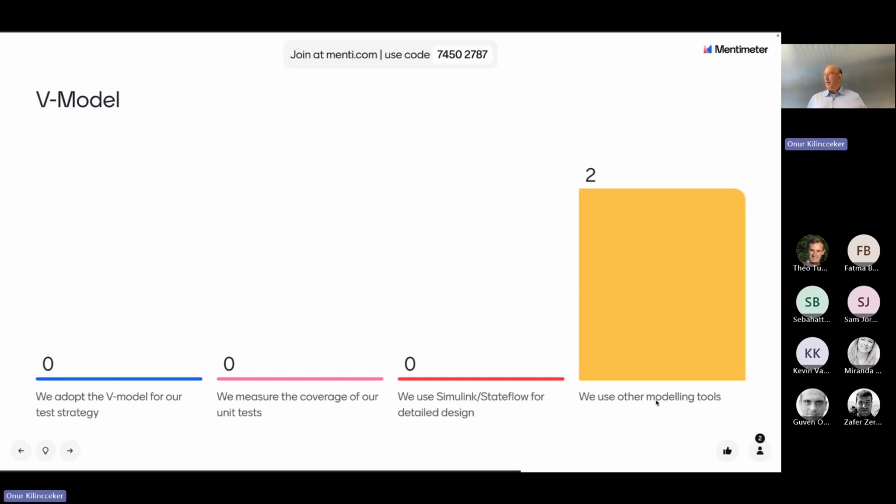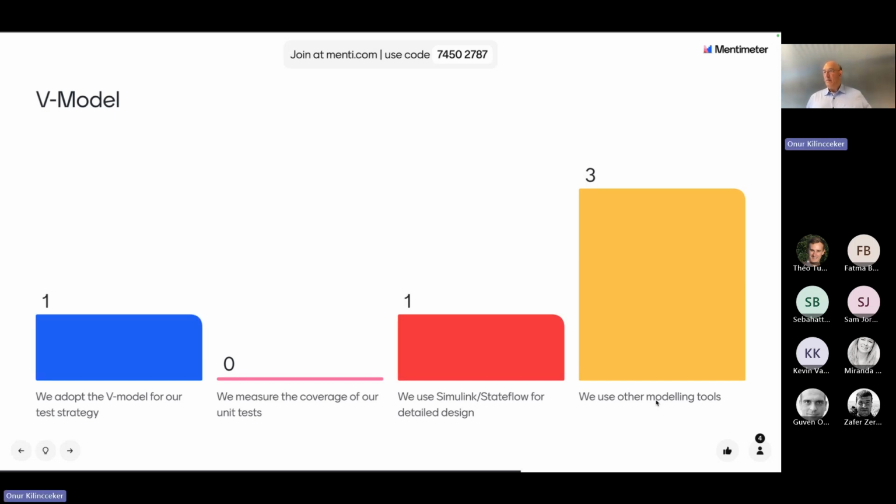Two people using other simulation tools. Simulink is used, V model is used. No measuring of coverage, unfortunately. So those are the 4 people.